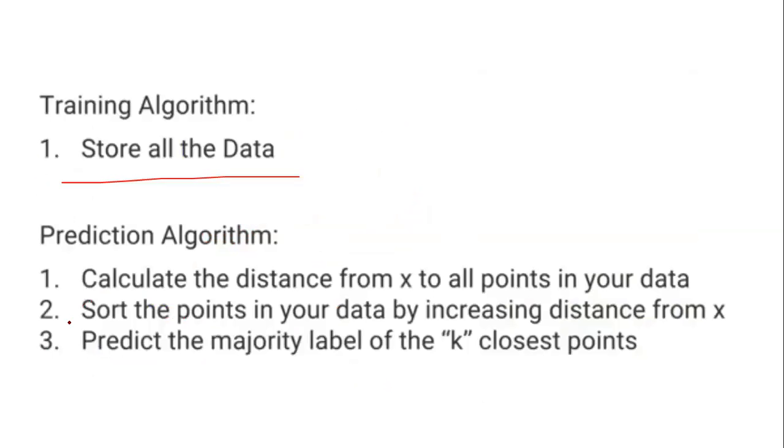So calculate the distance from x to all the points in your data. Sort the points in your data by increasing distance from x. Predict the majority label for the k closest points. In our example, for this particular value, I will find the distance of x to all the points in the data. I will find the distance from this point, this point, this point, this point, and this point, all the points. Suppose this distance is huge, this is less, and this is huge.